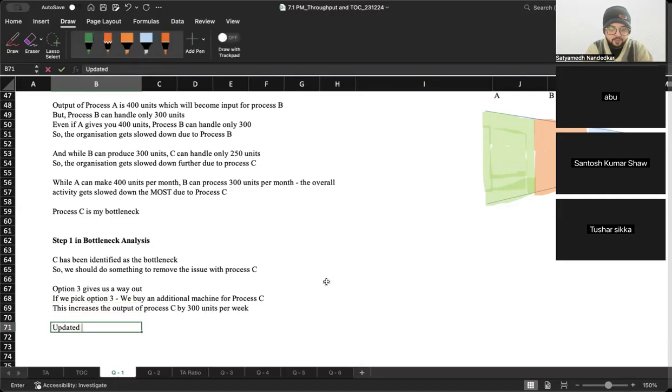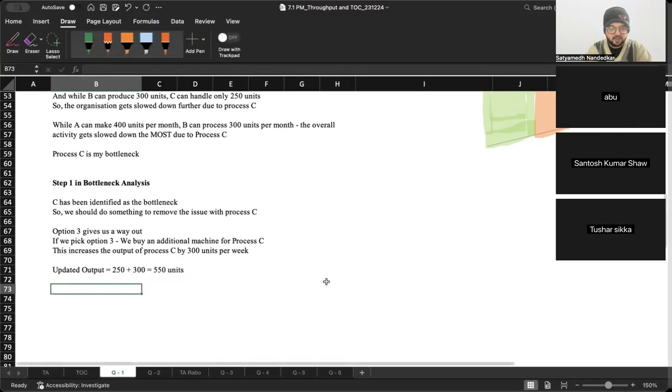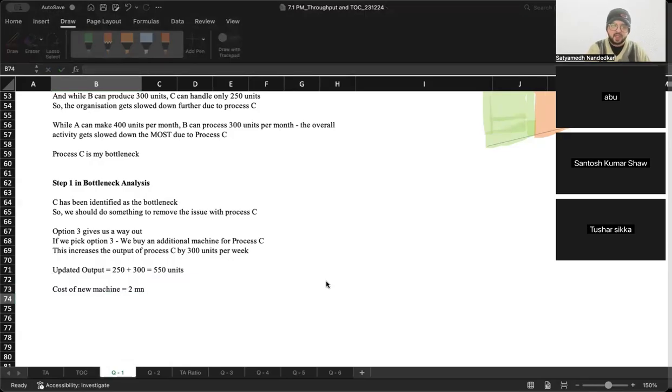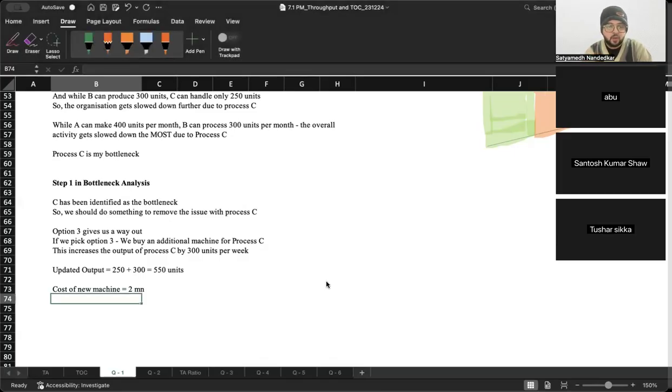What is the updated output? Updated output is 250 plus 300, that is 550 units. Okay, this is the first step. And how much am I going to spend? Cost of the new machine is 2 million. After I do this, what does my updated schedule look like?